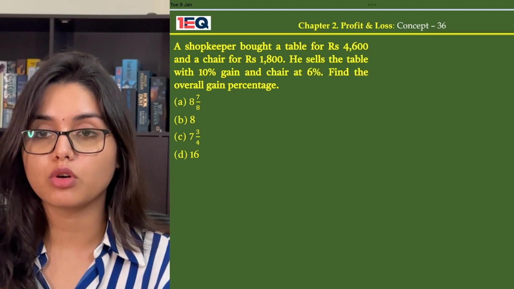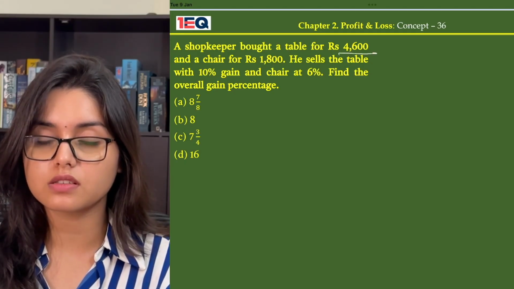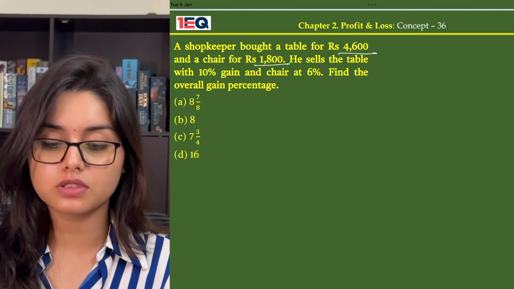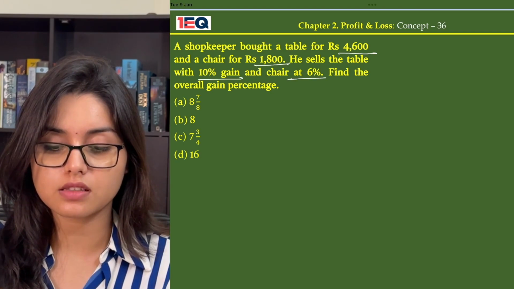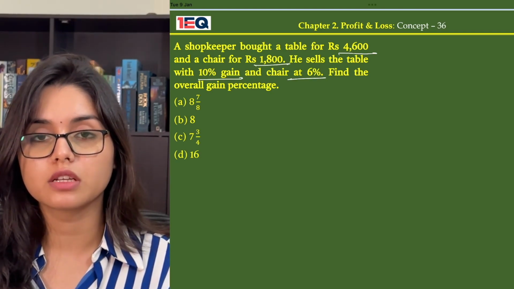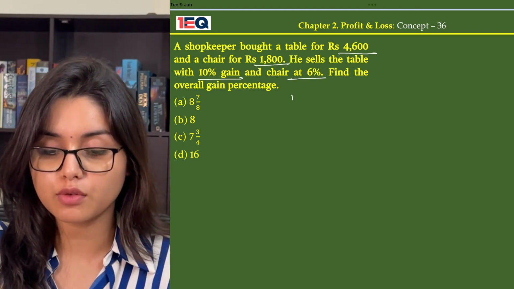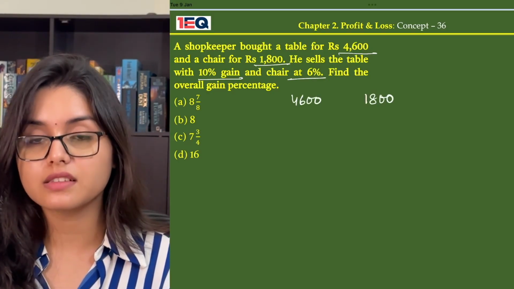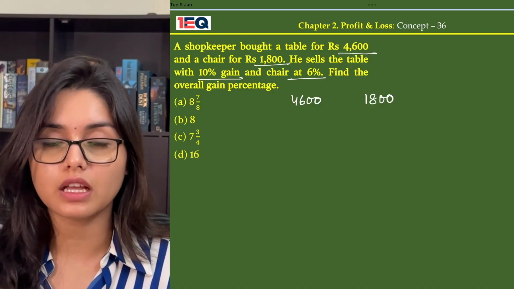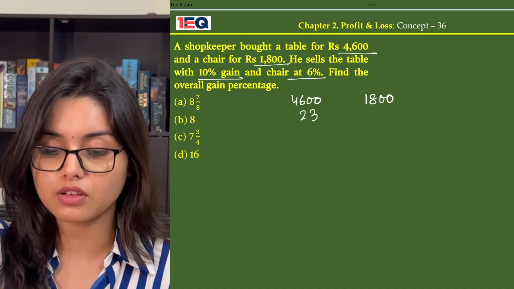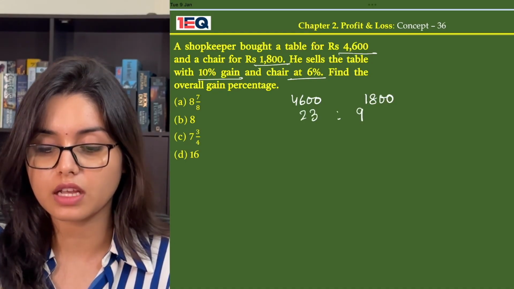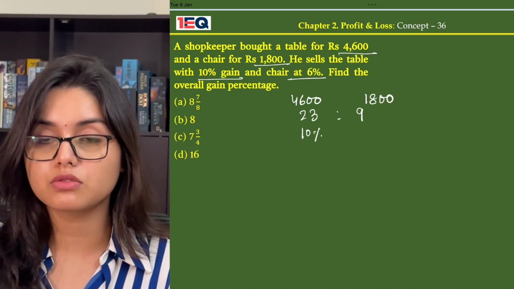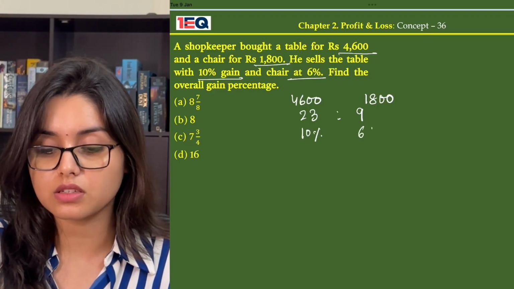A shopkeeper bought a table for rupees 4,600 and a chair for rupees 1,800. He sells the table with 10% gain and chair at 6%. Find the overall gain percentage. So he bought the table at 4,600 and he bought the chair at 1,800. Instead of using these amounts for calculation, we can simply find their ratios, that is 23:9. So he sold the table at 10% gain and he sold the chair at 6% gain.